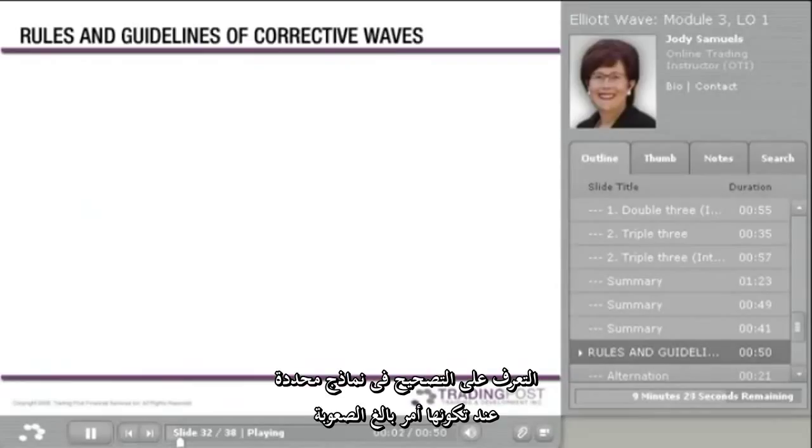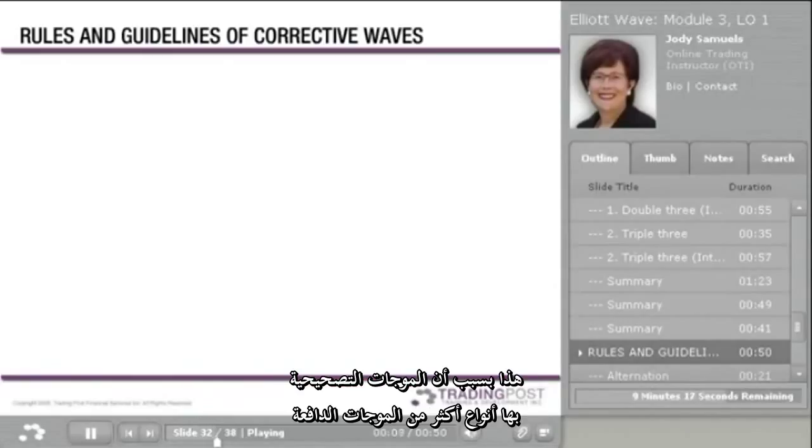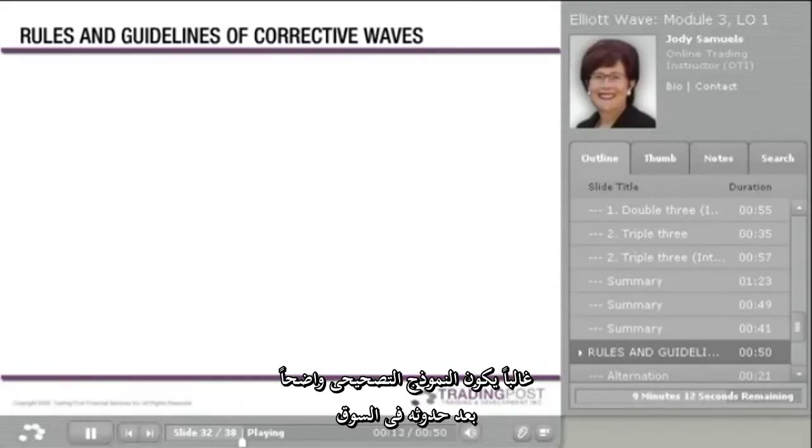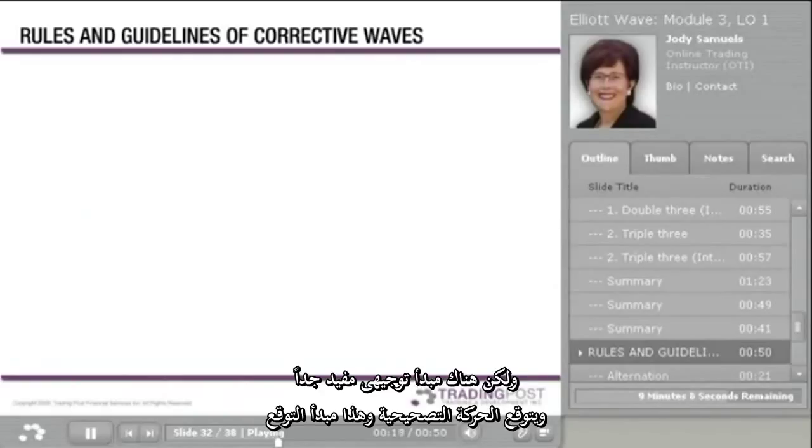Identifying and fitting corrections into particular patterns in advance is extremely difficult. This is because corrective waves have more variations than impulsive waves. Often, a corrective pattern becomes apparent in retrospect, after the fact. But there is one guideline that is very helpful in anticipating corrective action, and that is the concept of alternation.